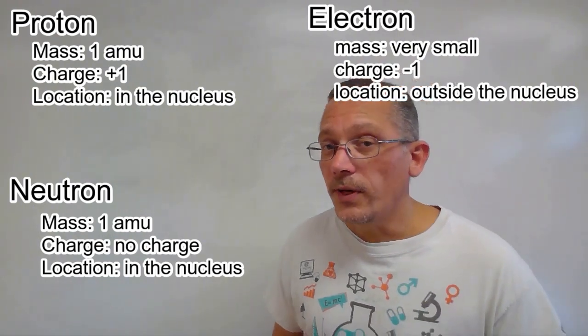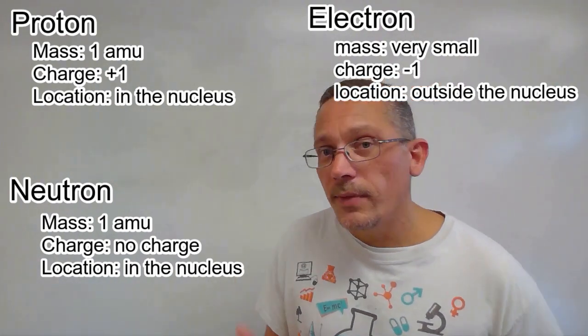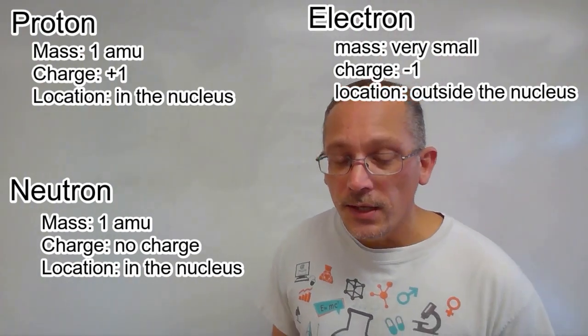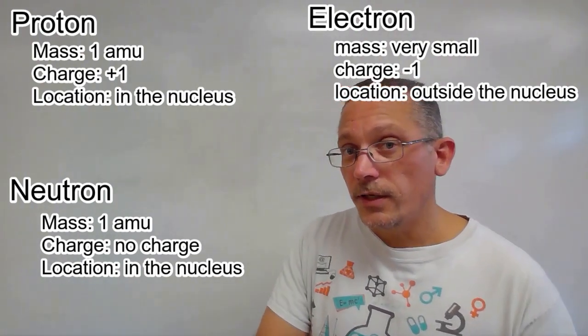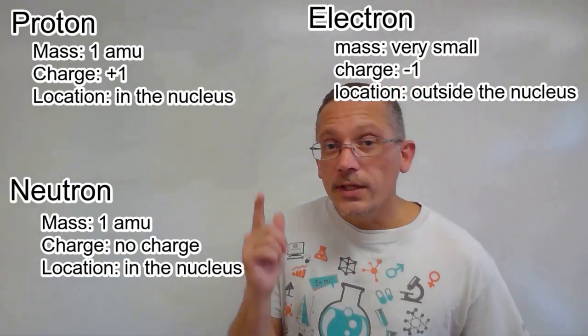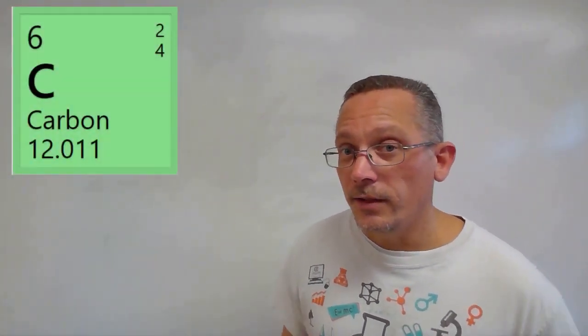Right? And they also have a mass of 1. So a proton and a neutron weigh about the same, and an electron weighs much, much less. The proton is positive, the electron is negative, and the neutron has no charge. You can tell how many electrons there are by looking at the periodic table. You look at that number in there, and that tells you how many electrons.